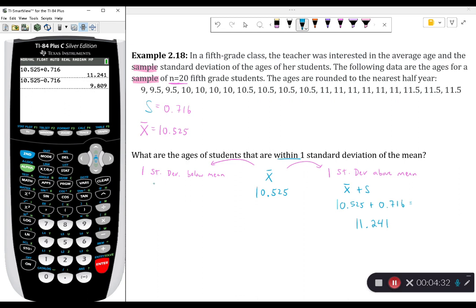And we'll find one standard deviation below the mean, x bar minus S, 10.525 minus 0.716, which would be 9.809. And we could change this calculation depending on the number of standard deviations that we want to find. We can make this 2 standard deviations by adding 0.716 times 2. Or we can make this 3 standard deviations, or we can make this 1.5 standard deviations by just multiplying the standard deviation by however many we are looking for.